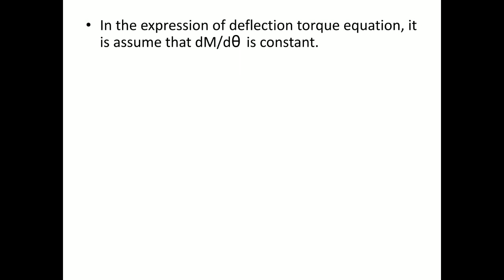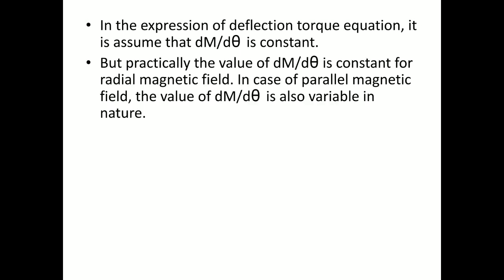And the second thing is that in both the equations we assume that the value of dM by d theta is almost constant. But practically the value of dM by d theta is constant only for a radial magnetic field. But in case of an electrodynamometer type instrument, whether it is used as an ammeter or voltmeter, the nature of the magnetic field is parallel. So the value of dM by d theta is not constant. And definitely if you are interested in calculating the exact mathematical equation of deflection torque in case of an ammeter or a voltmeter, we need to find out the mathematical equation of dM by d theta.